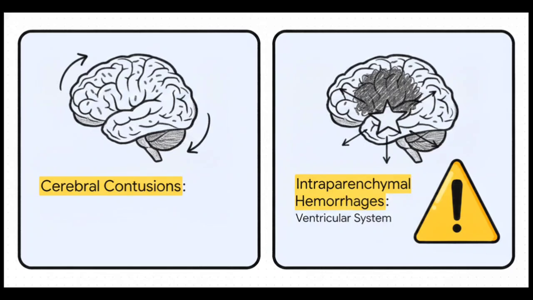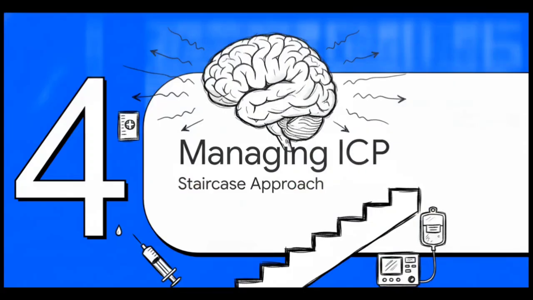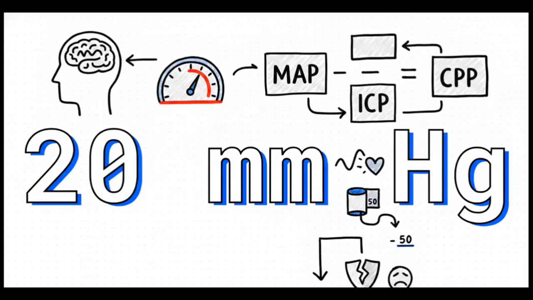These are incredibly dangerous because they carry a massive risk of expanding right into the ventricular system and causing acute hydrocephalus. Section 4. Managing intracranial pressure. How do we control the mechanical pressure cooker inside the skull? Here are your absolute target numbers. You have got to keep the intracranial pressure below 20 millimeters of mercury.